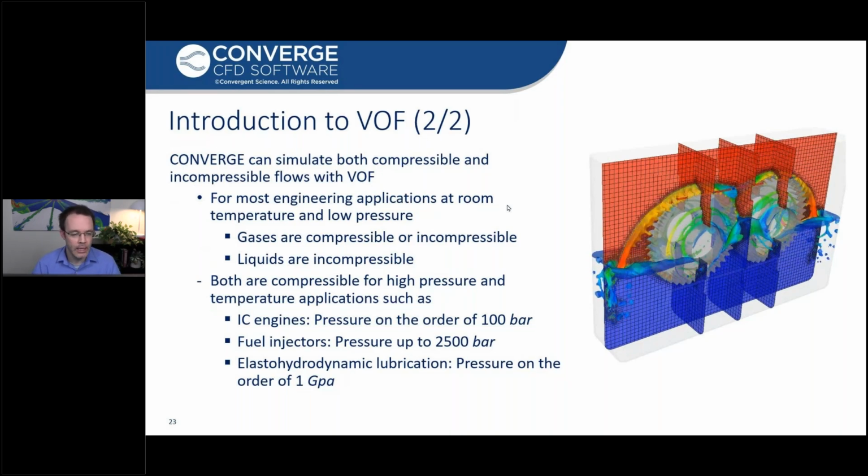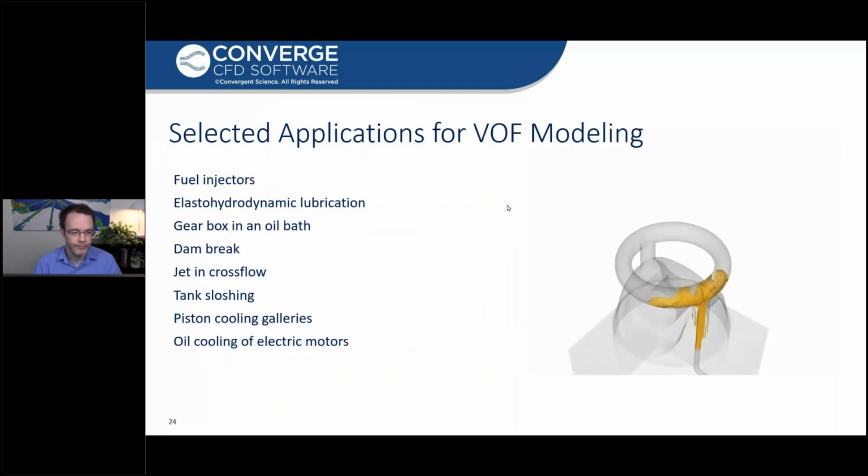For a lot of applications at room temperature and low pressure, the incompressible assumption in the liquid is okay with proper satisfying of the Mach number criterion. For cases at really high pressures or very high velocities, we may see that the compressible approach for the liquid phase as well is recommended. These will be typically very high pressure applications like fuel injectors, for example.